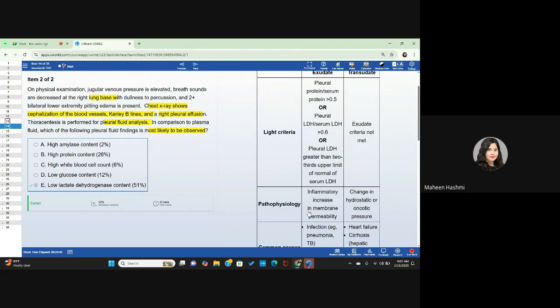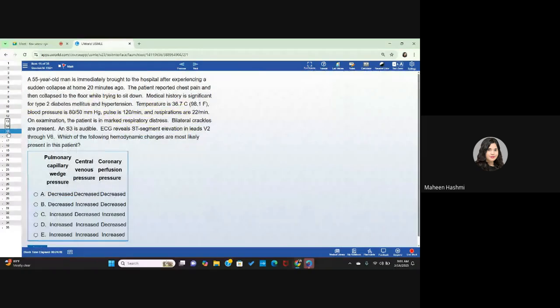This pathophysiology is very important. In exudative, there is an inflammatory increase in membrane permeability, whereas in transudative, what's happening? Either there's a hydrostatic pressure change or an oncotic pressure change. But over here, the membrane permeability will change. All right. So this is very, very high yield for you to remember. I want you to memorize this line. All right. Very high yield. Okay. Next question.